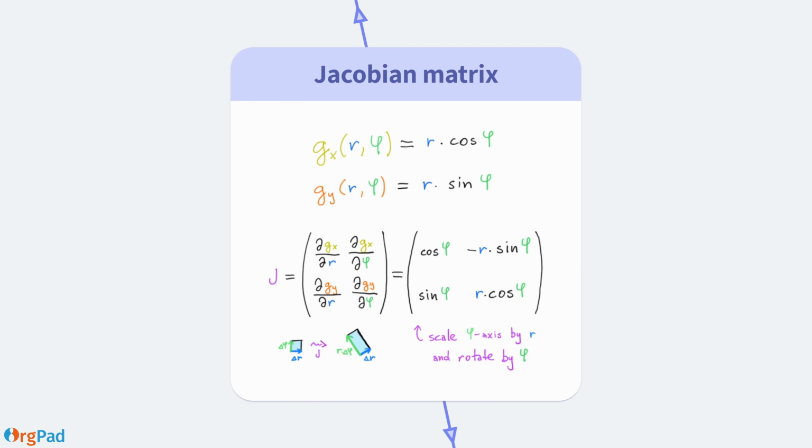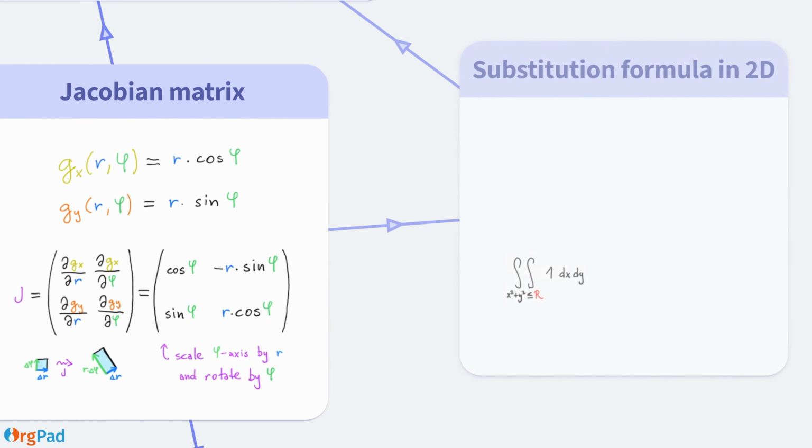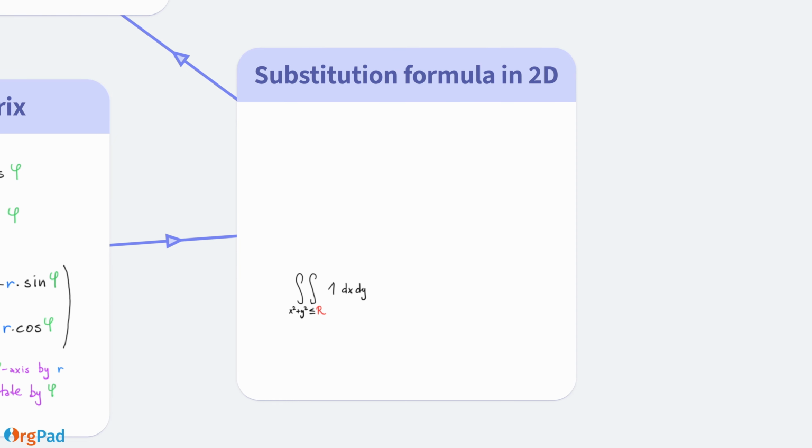When the size is small, it will be close to another rectangle rotated by phi with one side scaled by r. For correct substitution, we need to account for the local scaling of areas. Instead of a derivative of a single variable function, this scaling factor is given by the determinant of the Jacobian matrix. The reason is that the determinant of a matrix describes change in area when applying the geometric transformation.